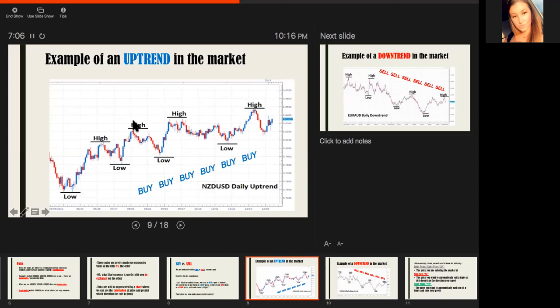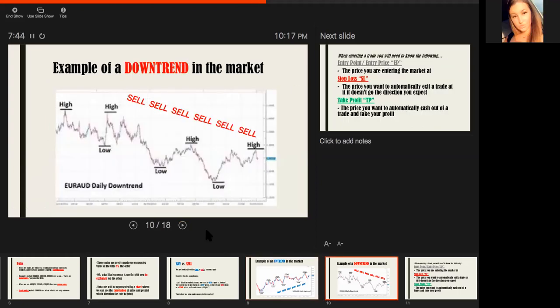Because if you look from this low to this high, the market's still going up. So as long as these lows right here are higher than the previous lows, we're still in an uptrend. We're still looking to buy. And as long as these highs are still higher than this, we're still looking to buy. So we're in an uptrend. As long as price goes like this and follows this pattern, we're still in an uptrend. Does that answer your question a little better? Yeah, thank you.